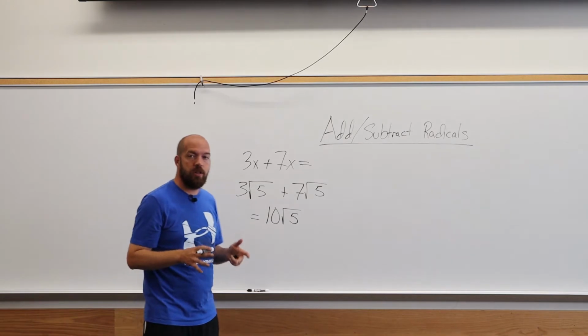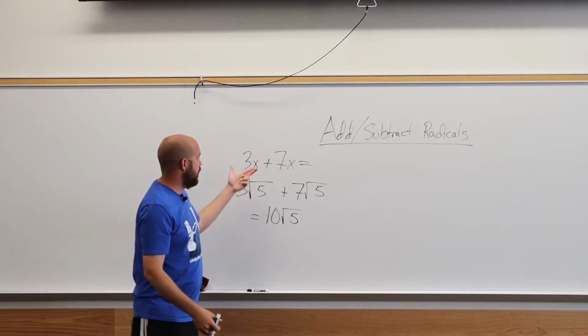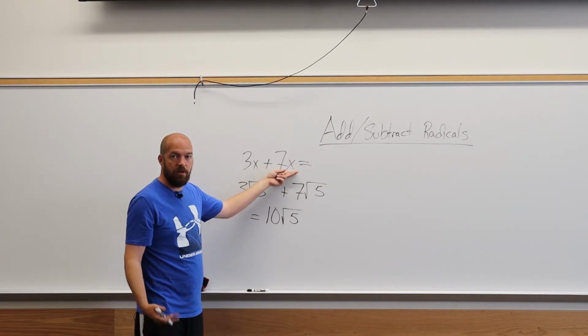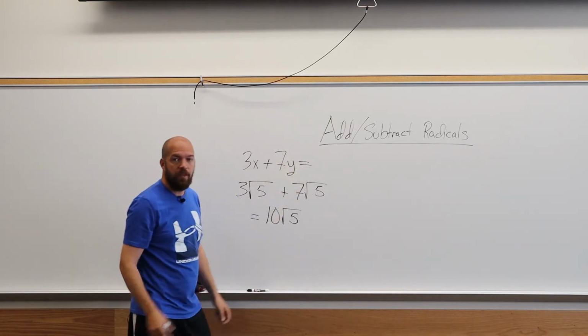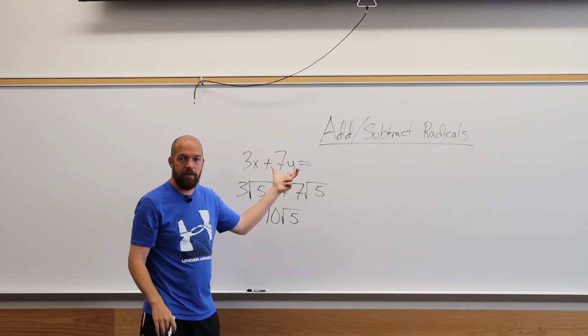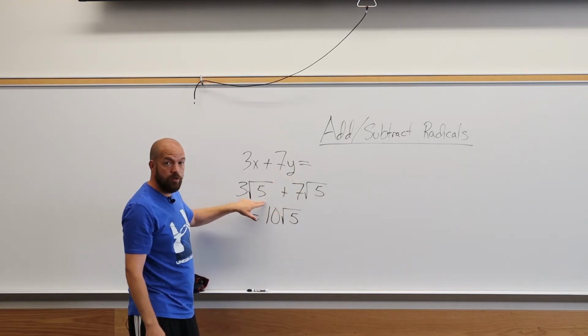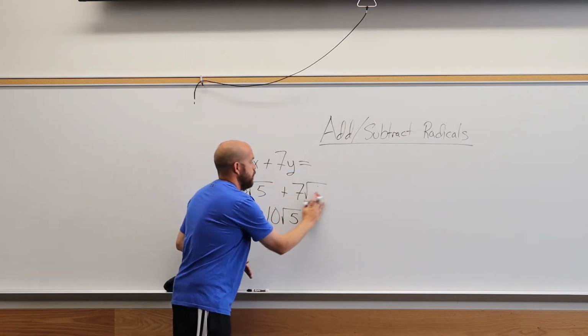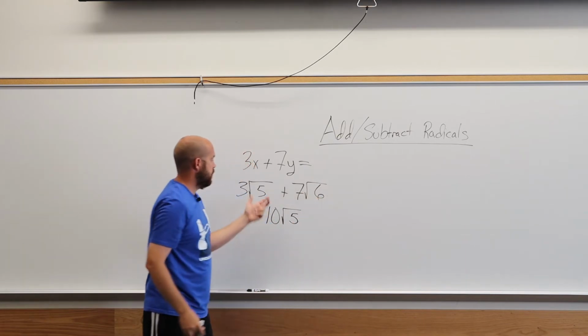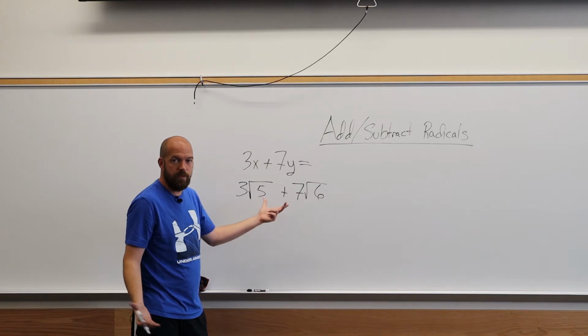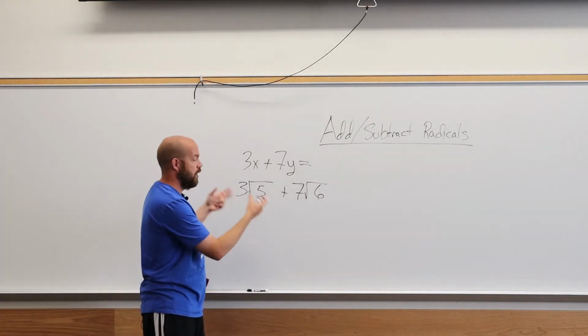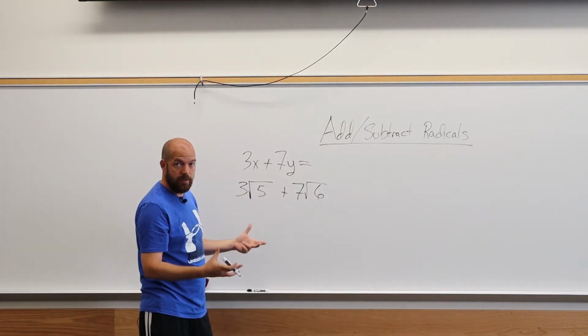You just have to make sure that they are like terms. Just like when we had 3x plus 7x, they are like terms. If I have 3x plus 7y, they are not like terms, and you can't add them together. So if I have 3 square roots of 5 plus 7 square roots of 6, those are not like terms, and we cannot add them together. They'd be stuck. That's as far as I can go if I was adding things that are not like terms.